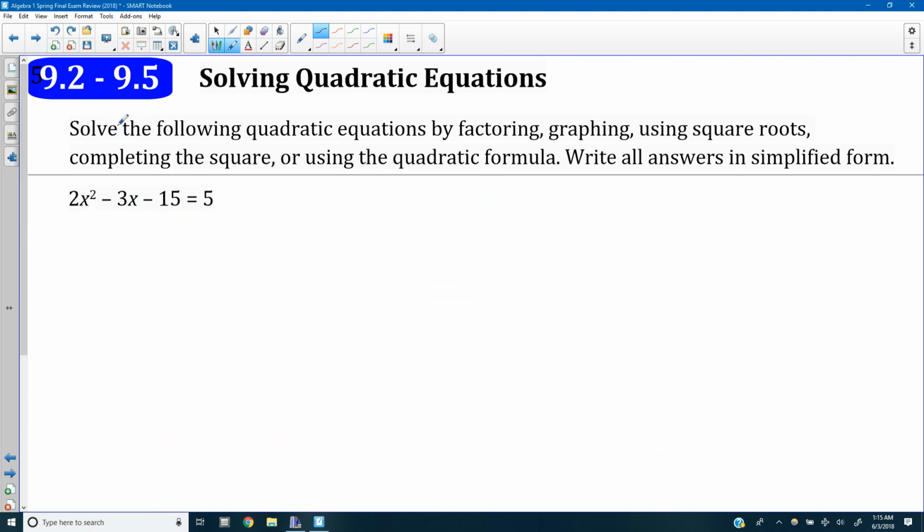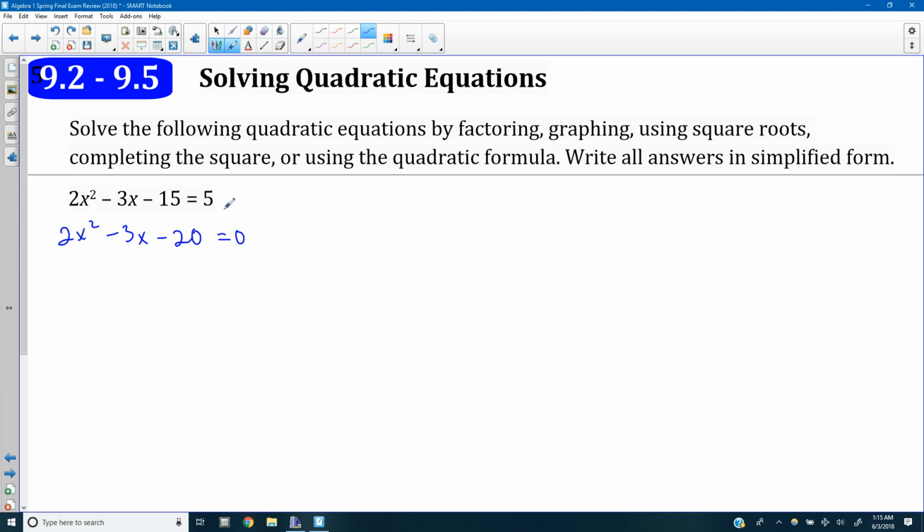Okay, 2x squared minus 3x minus 15 equals 5. This is an example where I'm just going to do the factoring and quadratic formula, assuming that it's factorable here. So I'm going to subtract the 5 over, write it in standard form. 2x squared minus 3x minus 20 equals 0.